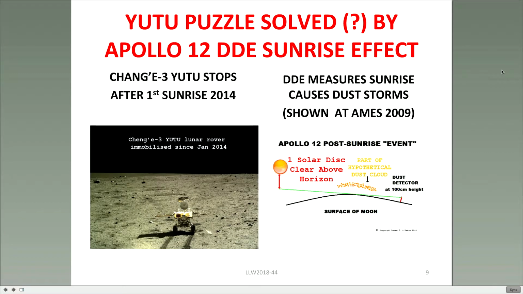Next slide, please. U2 is shown on the left. I'm sure most of you are aware of that. The immobilization of it in January 2014, after running 100 meters on the first lunar day, it stopped after its first sunrise. On the right-hand side, I showed the sketch I showed in Ames in 2009 of levitated dust, which I thought produced the anomalous behavior in the dust detector. Very simple, very straightforward. It's the causes that are the trap. Next slide.